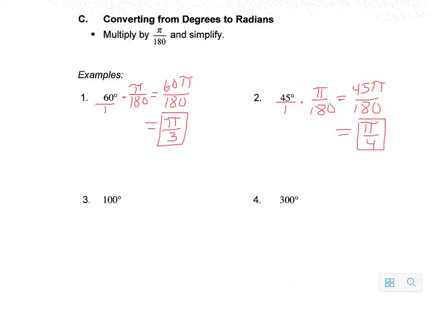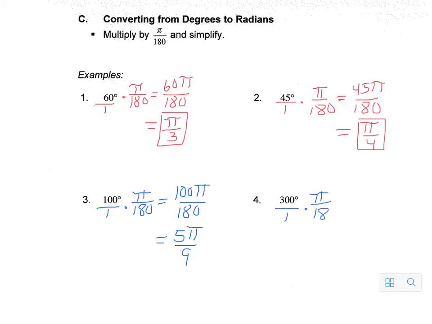All right, hopefully for number 3, you multiplied it by pi over 180, and you ended up with 100 pi over 180. 100 over 180 can be reduced to 5/9, so it's going to be 5 pi over 9. For number 4, 300 over 1 times pi over 180. So 300 pi divided by 180. 300 divided by 180 on the calculator, math fraction, enter, comes out to be 5 pi over 3.